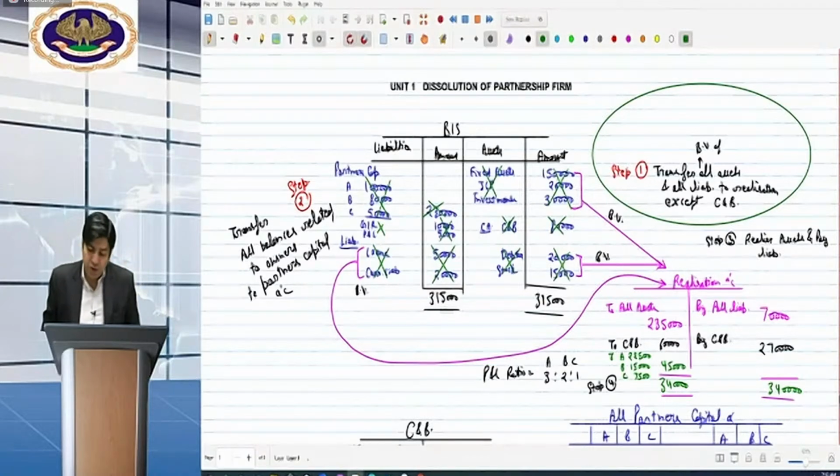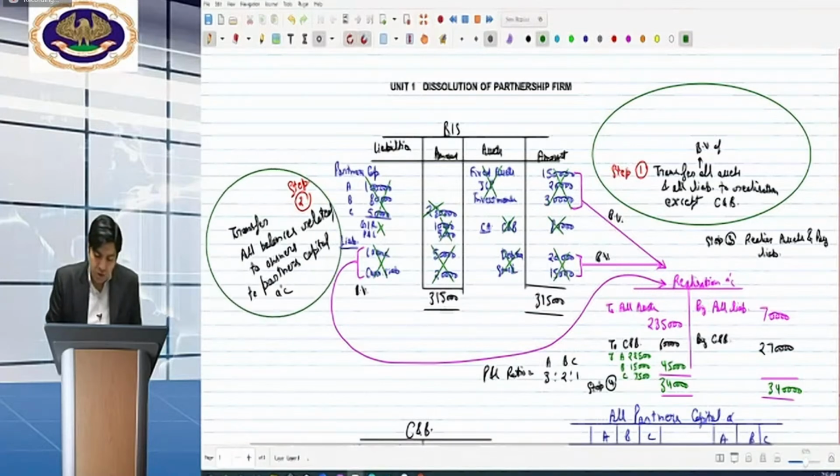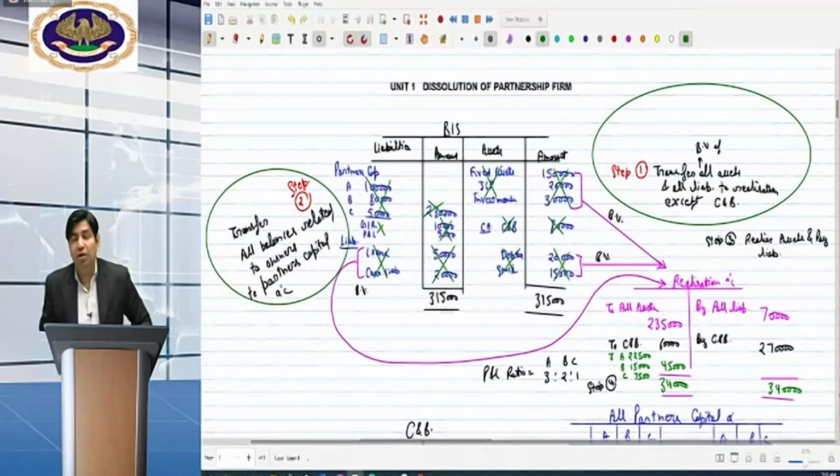Step number 2. Now, all the accounts related to owners are being shifted to the owners' accounts. Only two types of accounts are there: owners related or assets and liabilities related. All the accounts have been shifted except cash and bank. Now I am telling you the main thing.